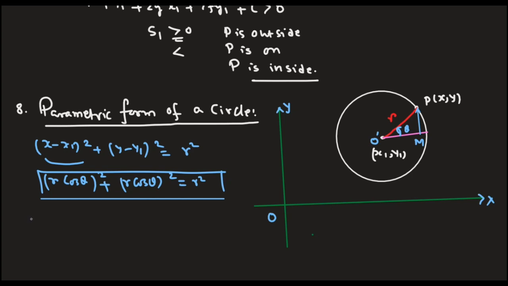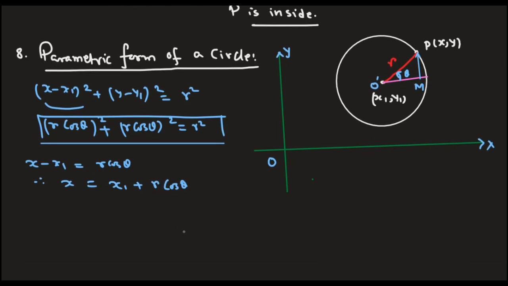Simply I am taking x minus x1 as r cos theta. So from here I am getting x equal to the center of the circle x1 plus radius times cos theta. Also y minus y1 I am taking as r sin theta. From here I am getting y equal to y1 plus r sin theta. Here you notice that r is constant and theta is the variable quantity.